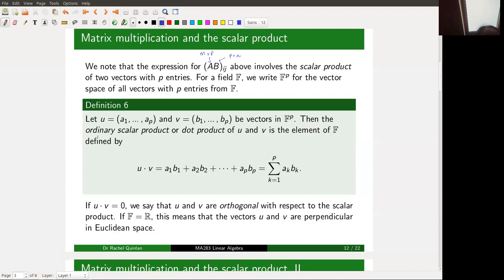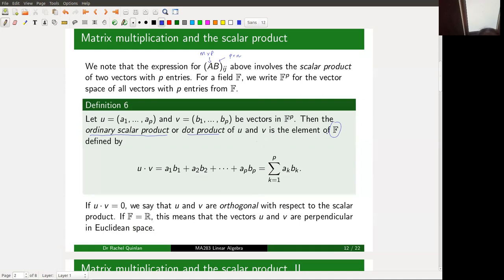Then the so-called ordinary scalar product. We're going to have other scalar products in the future which are not as ordinary. Or the dot product of u and v, is the element of the field. So it's a scalar, which is why it's referred to as a scalar product. This thing is not a vector, it lives in the field. So it's a real number if we're working over the real numbers.